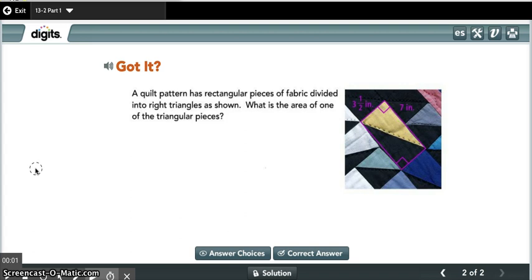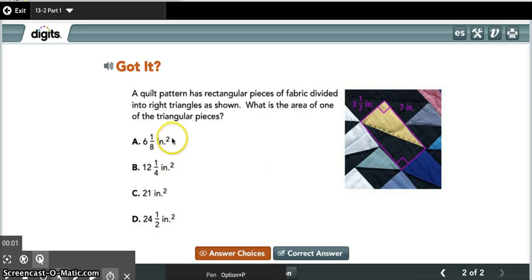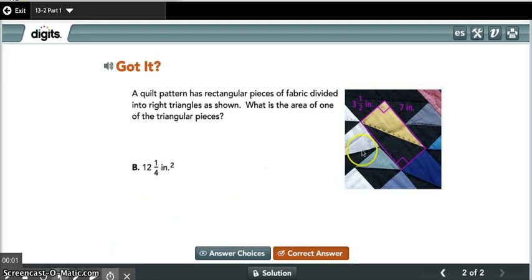So now I'd like you to try the same idea in your student companion book. Go ahead and try the got it, and then come back here for the answer. If you're ready for the answer, some of our answer choices could have been A, B, C, or D. Hopefully you see your answer on there. And remember, you might have written this as a decimal. So if your whole number is the same, let's go ahead and check the whole number first, and then we'll look at the decimal. All right, so if you got 12 1/4 or 12.25 square inches, you are correct.